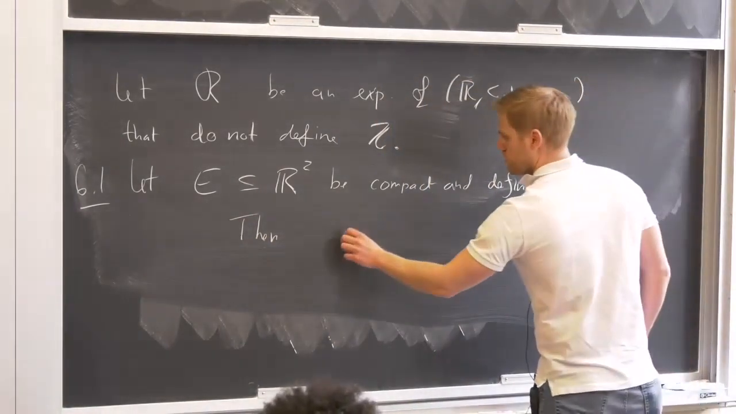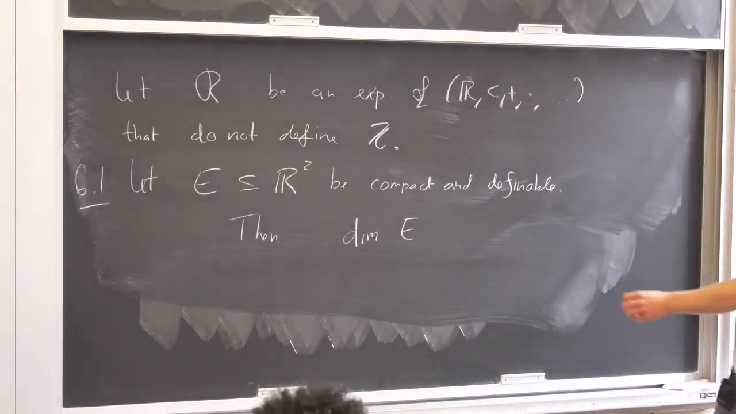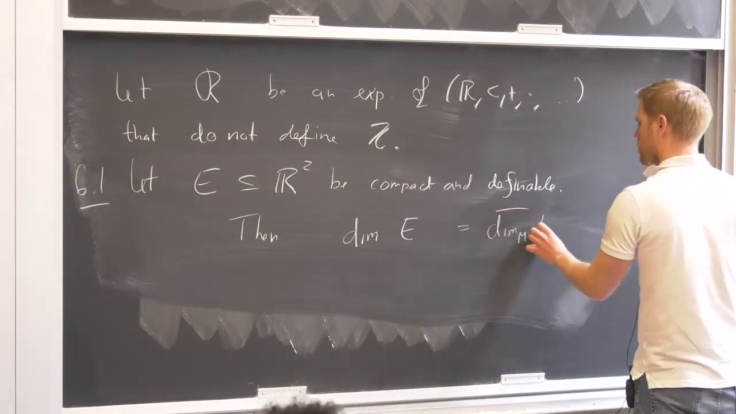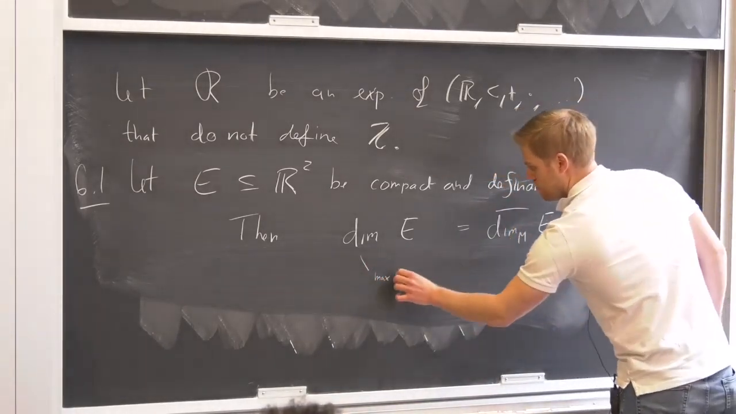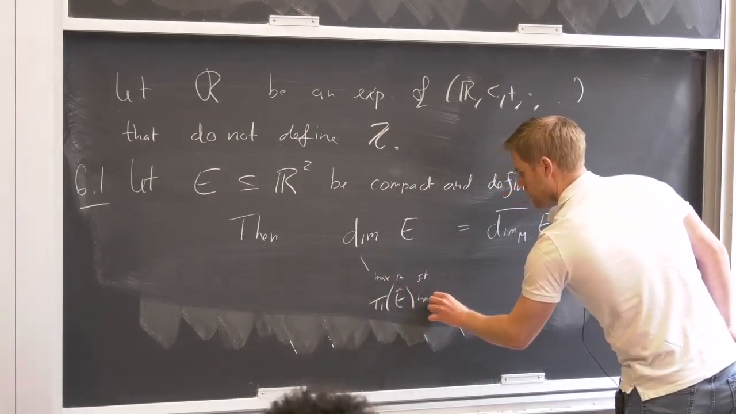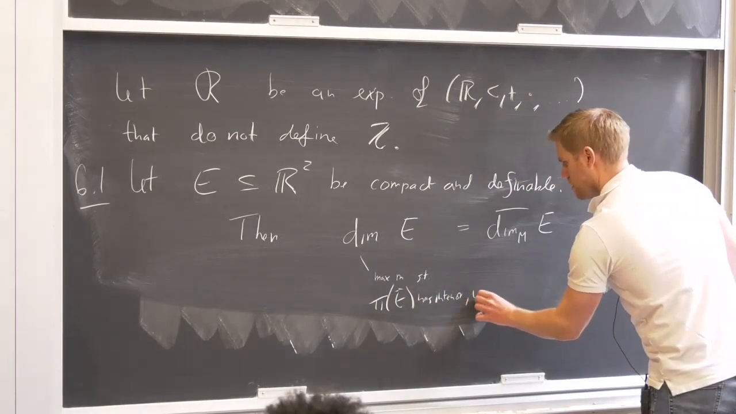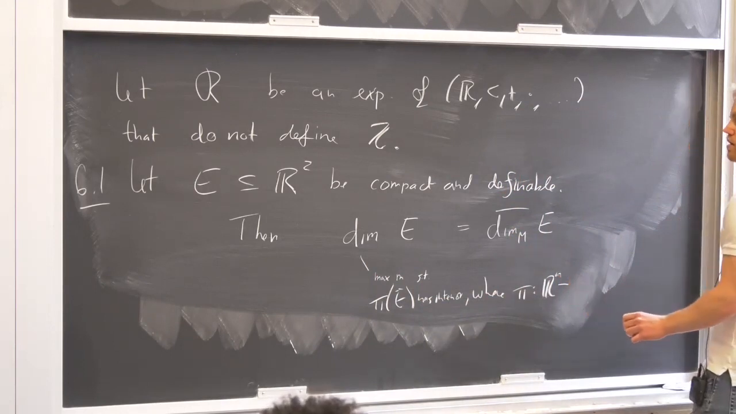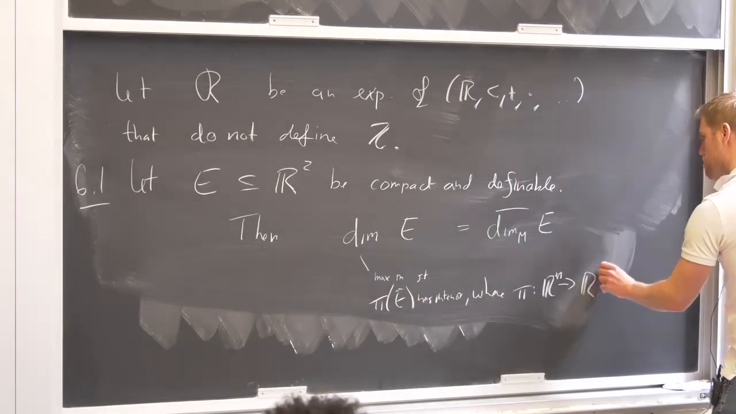then we have what I like to call dimension coincidence. That means that the dimension of E in the naive or minimal sense is equal to the upper Minkowski dimension. Again, this was the maximum m such that pi of E has interior, where pi is a projection. And it's two, but in general, if E is a subset of R^n.